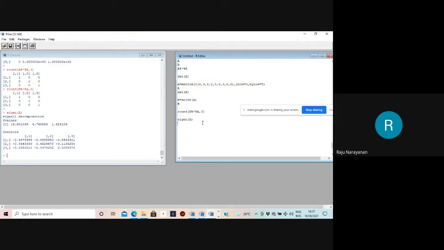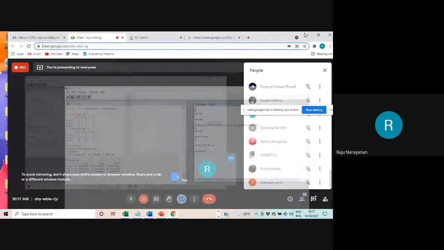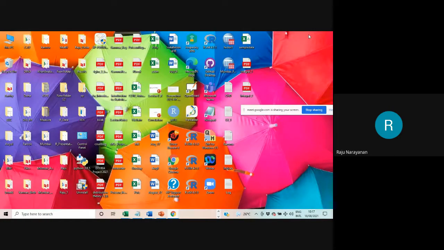Eigenvalues, you know what is an eigenvalue? It is a solution of the determinant equation, determinant of A minus lambda I is equal to 0. And an eigenvector is a solution of Ax is equal to lambda x. Ax is equal to lambda x. Okay. Therefore, that is important.